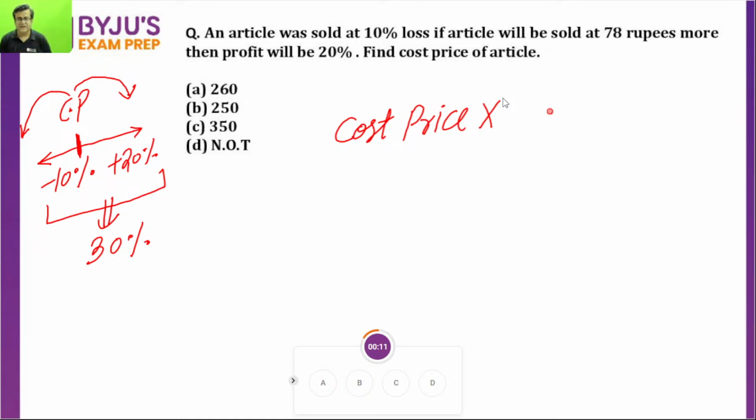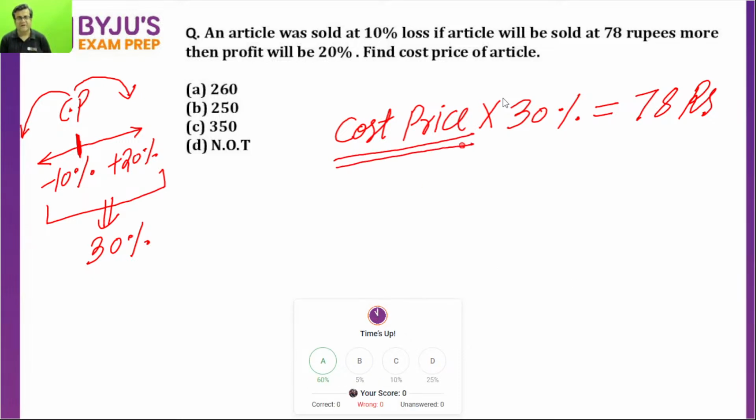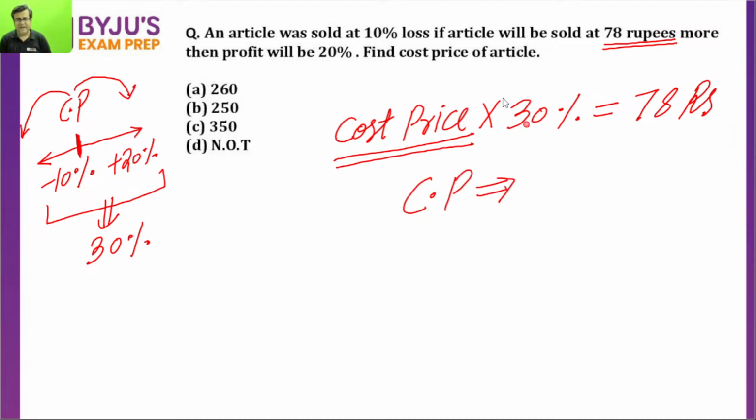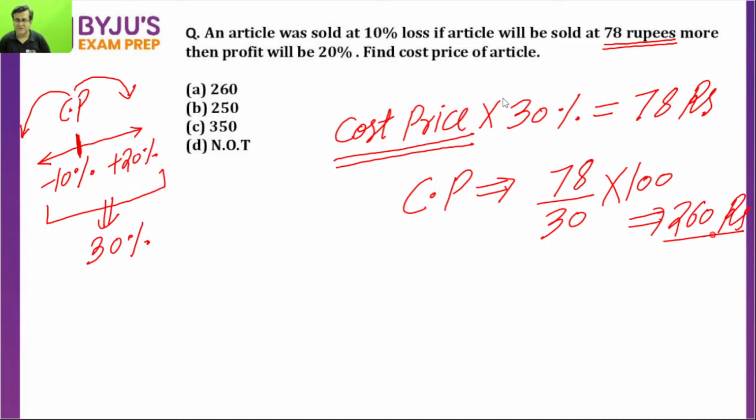So 30% of cost price is equal to 78 rupees. Yes, 120 will be there, 90 will be there, the gap of 30%. Whether profit or loss, it is always on cost, so the 30% gap is because of 78 rupees. He sold the article for 78 rupees more. That's why this 30% gap was created. So 30% of cost price is 78. 78 by 30 into 100 gives 260 rupees as the cost. That's it. A option is right.